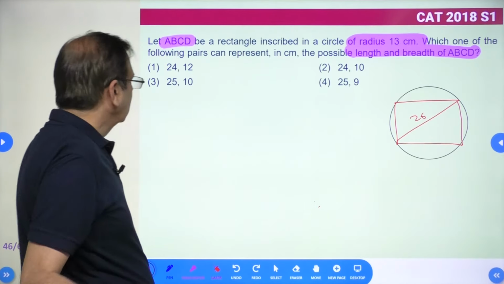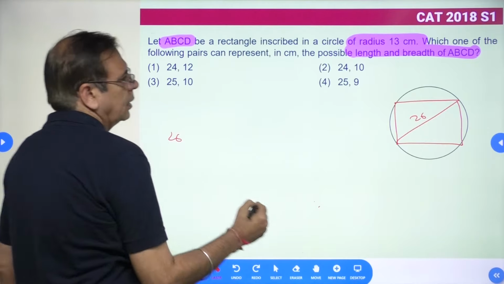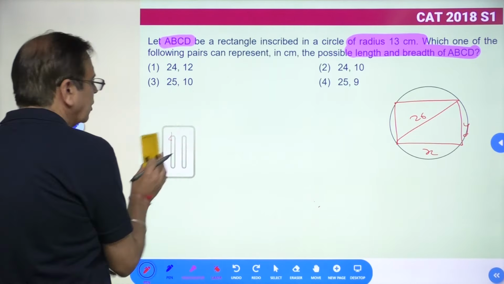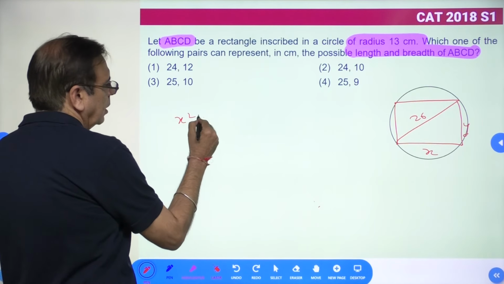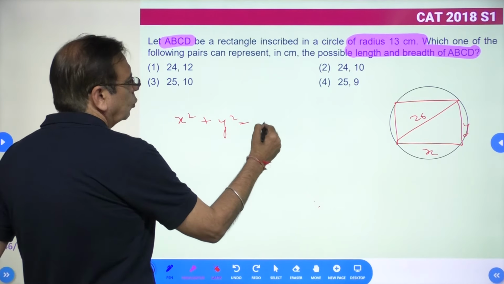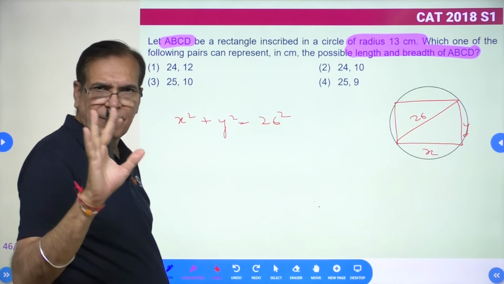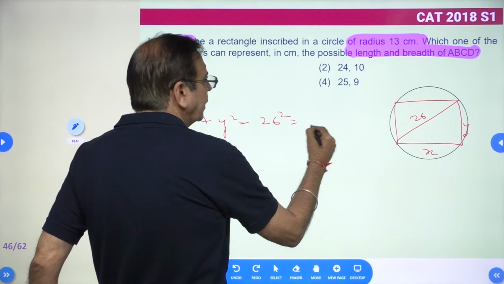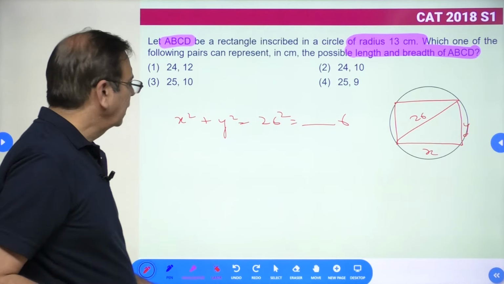What will you do? You will say 26 square, if this is x and this is y, then x square plus y square has to be equal to 26 square. पूरा करने की जरूरत नहीं है. Don't think you have to do everything. What is 26 square? What is the unit digit of 26 square? 6. Let's look at the choices.